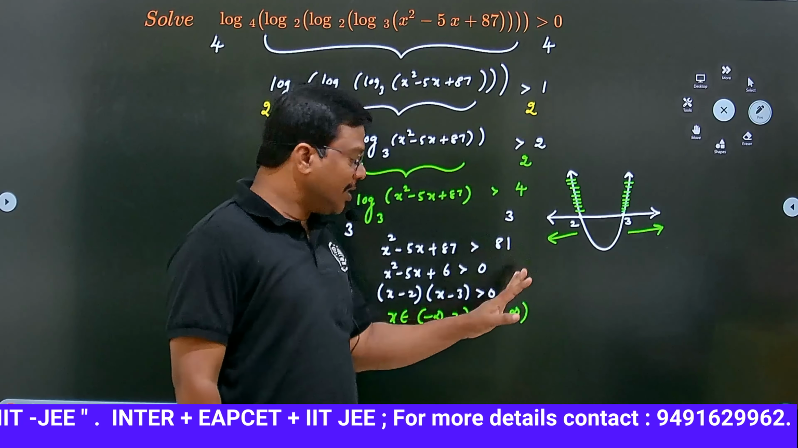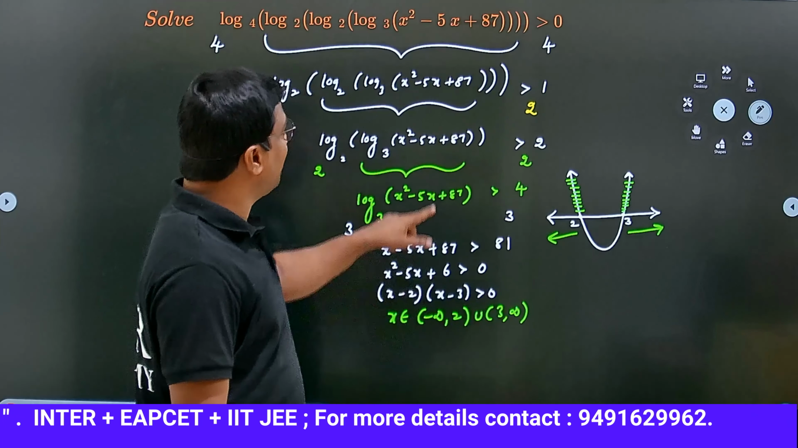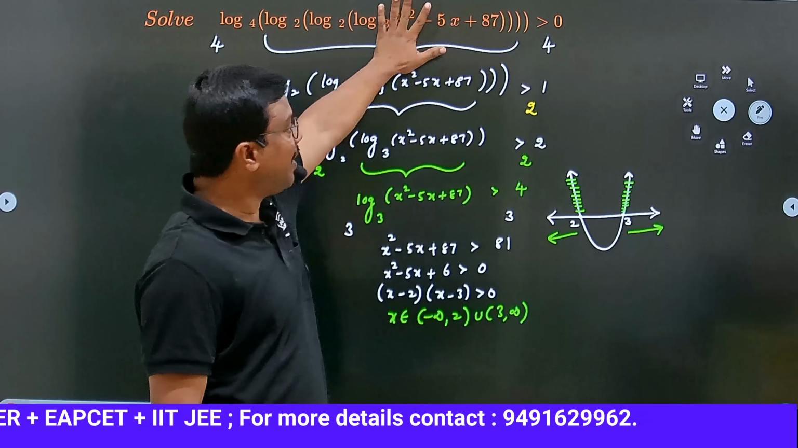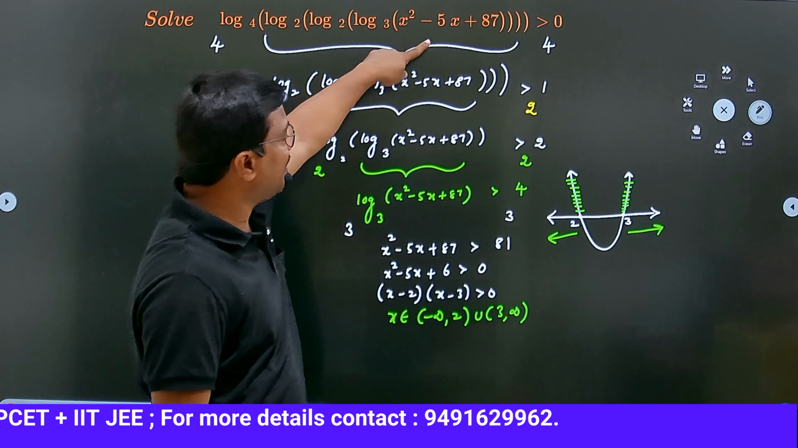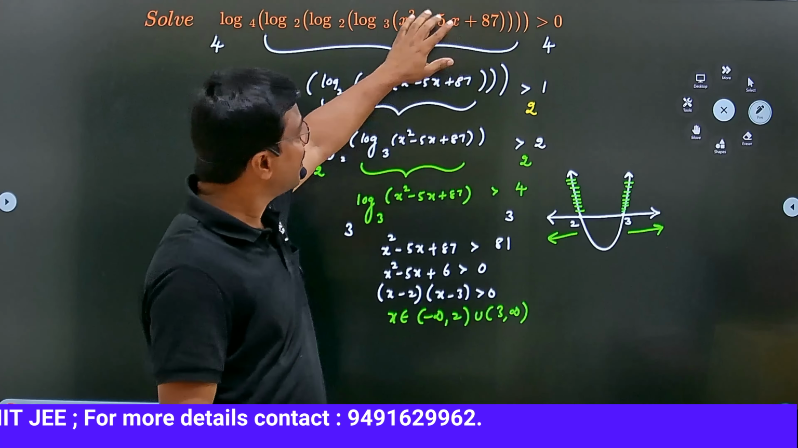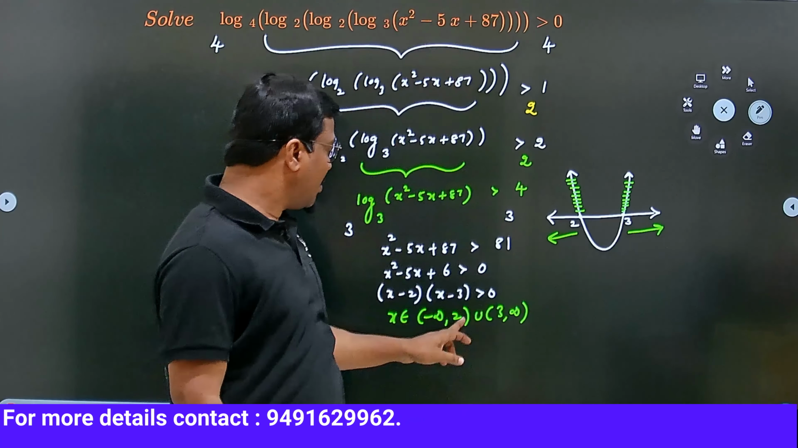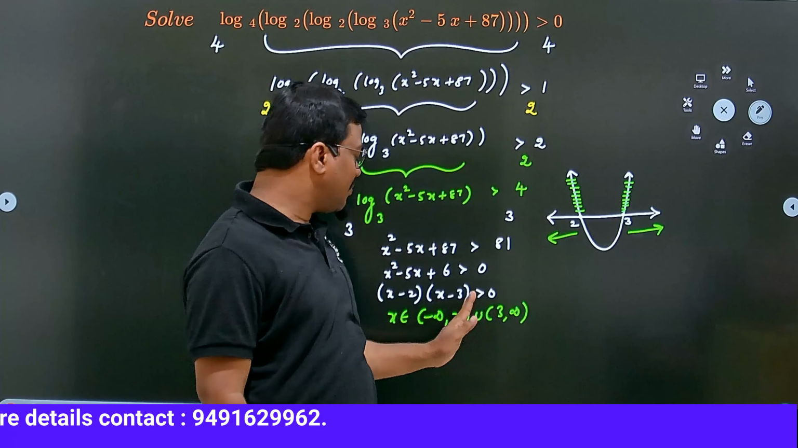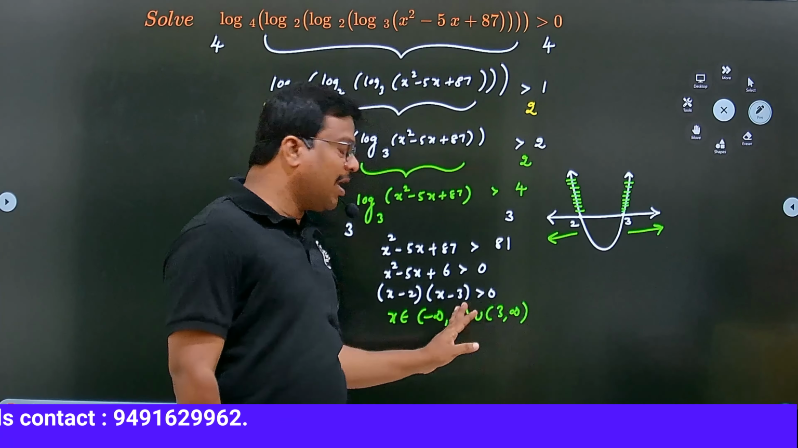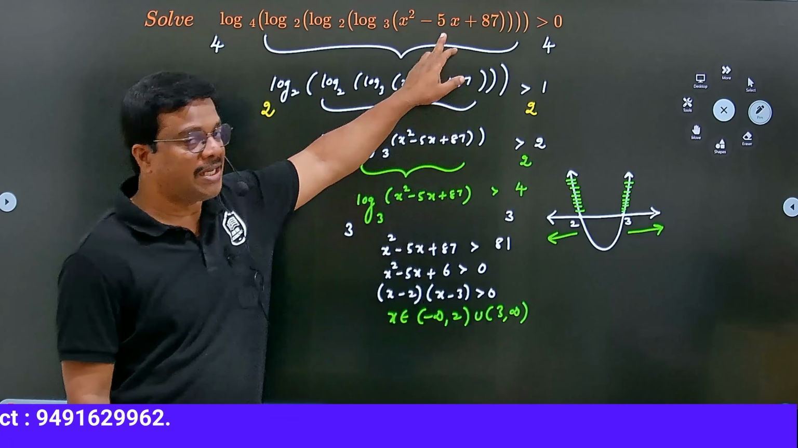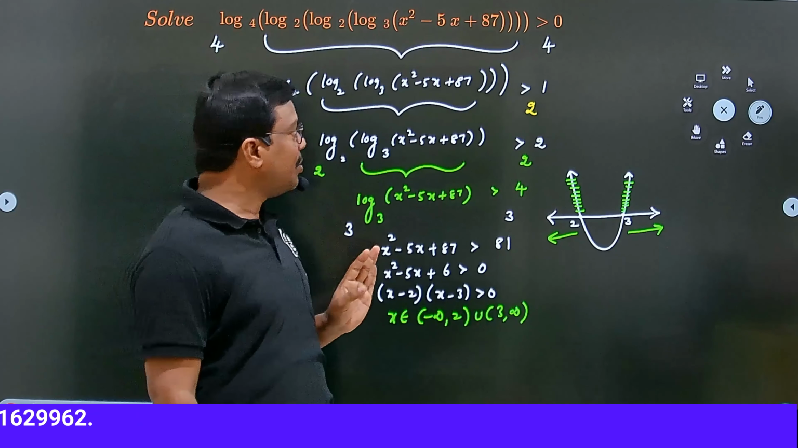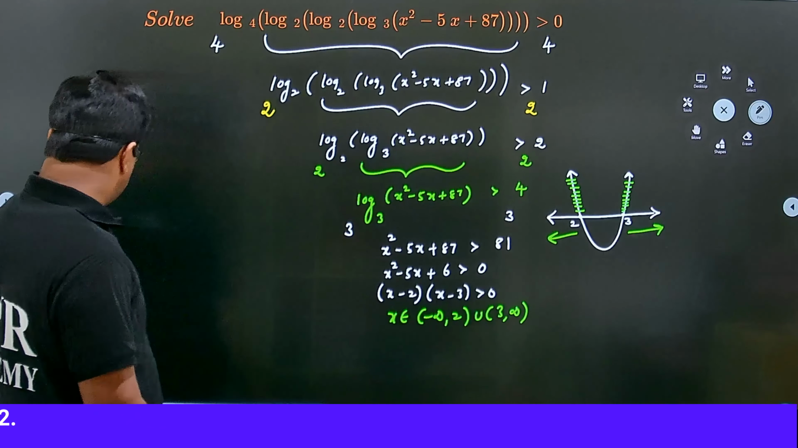If you write more than 3 or less than 2, whatever value in this, it is well defined. Why? Because x square minus 5x plus 87 is greater than 0 while writing the values of x more than 3 or less than 2, that you have to check. So this is the solution for this question. Let us move to another one.